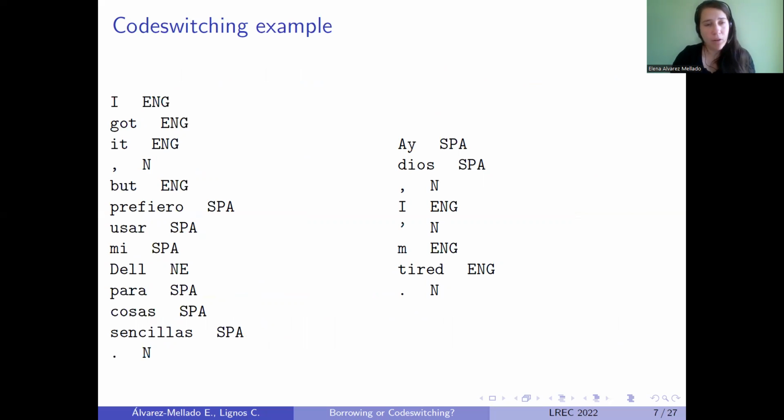So this would be an example of two instances being annotated for code switching. The first example is: I got it, but prefiero usar mi del para cosas sencillas. Part of it is in English, part of it is in Spanish, and the English tag labels the English tokens, and the Spanish tag labels the Spanish tokens, and we also have a tag for named entities and for punctuation. In the second example, adios, I'm tired, adios is labeled as Spanish, and the rest of it, I'm tired, is labeled as English.